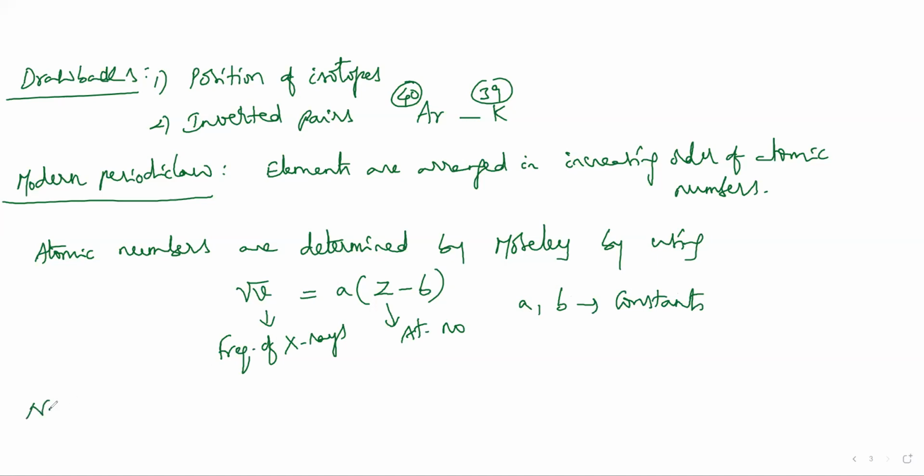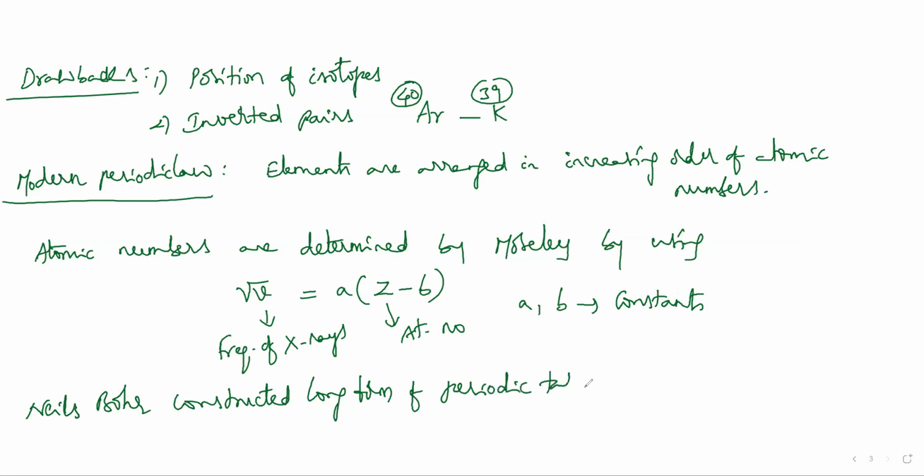Then Niels Bohr constructed the long form of periodic table. Did you understand? So this is the long form of periodic table. Who constructed the long form of periodic table? Niels Bohr. So let us consider the long form of periodic table.